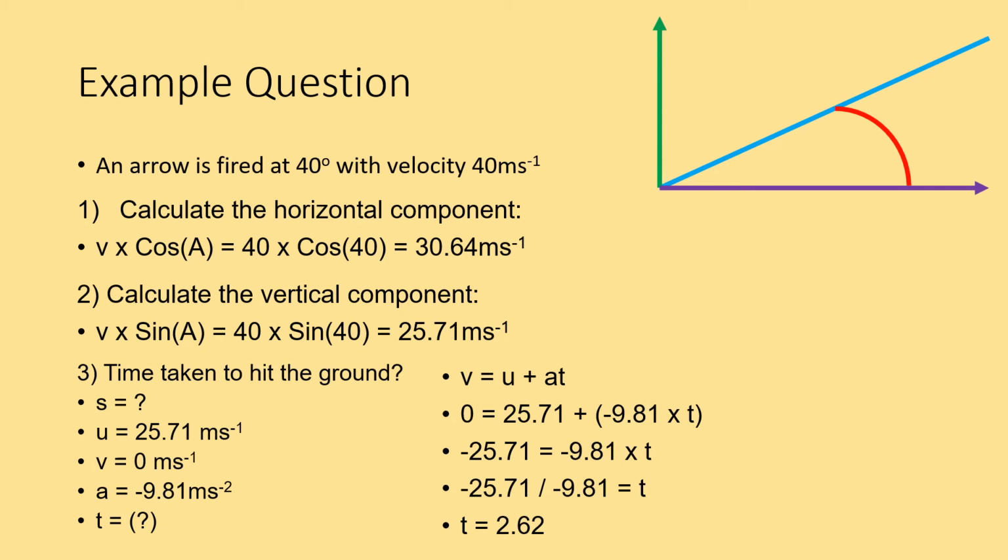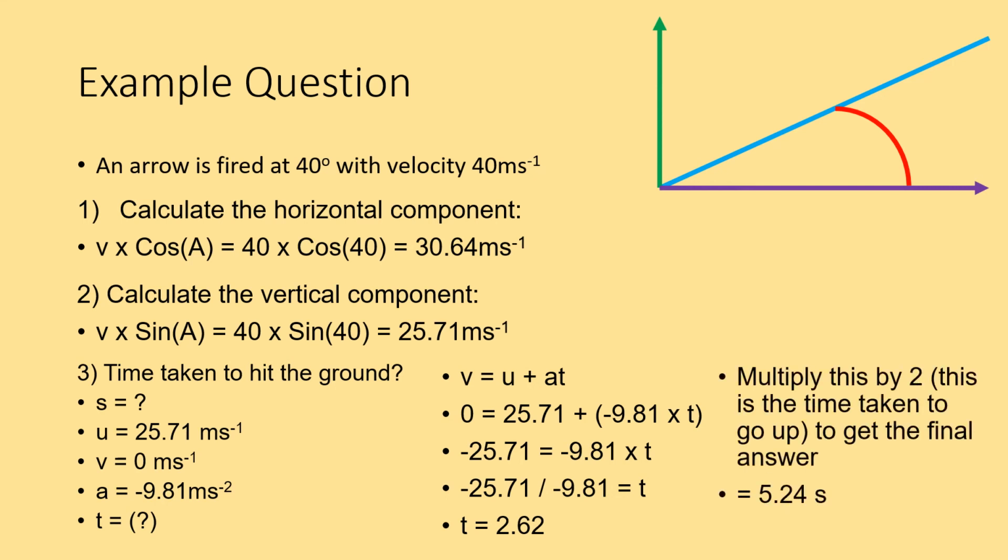Now we know that that's the time it takes to go from the initial launch up to its peak at 0 meters per second. It's going to fall again, and because the acceleration is the same, it's simply going to take twice the time. So the actual answer for it to hit the ground is going to be 5.24 seconds. It's going to take 2.62 seconds to get up to its peak, and then 2.62 seconds to get back down again.